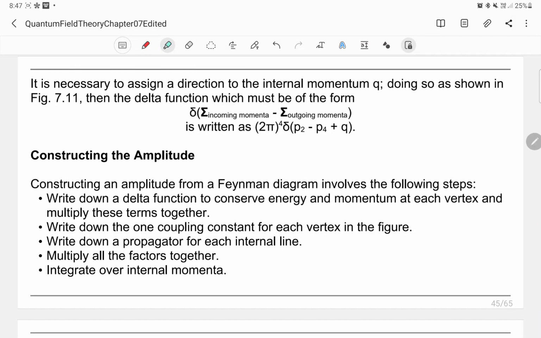The delta function should be of the form written here. It's all the momentum that enters minus all the momentum that goes out. As you can see in figure 7.11, Q equals P2 plus P4, so P2 minus Q minus P4 equals 0. That's why you write the delta function as that.